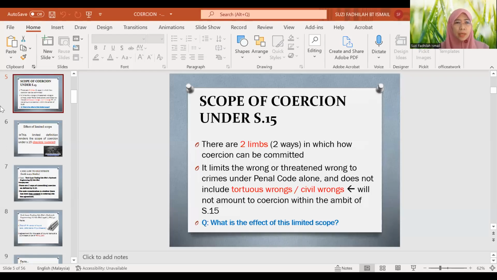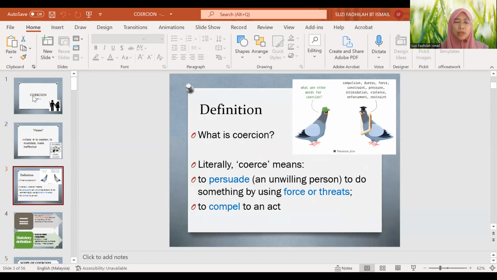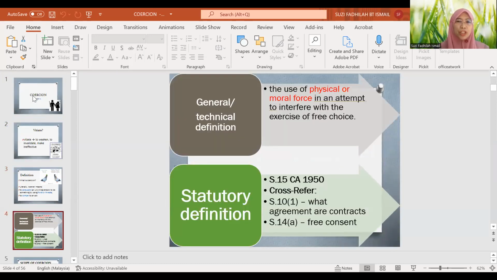So last lecture, let's have a quick look on all the slides. Okay. So we discussed the meaning of the word vitiate, and then the definition of coercion, the general technical definition. And just now, when I read through, actually we are referring to the statutory definition.